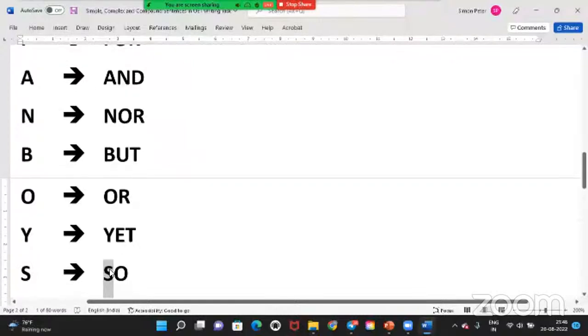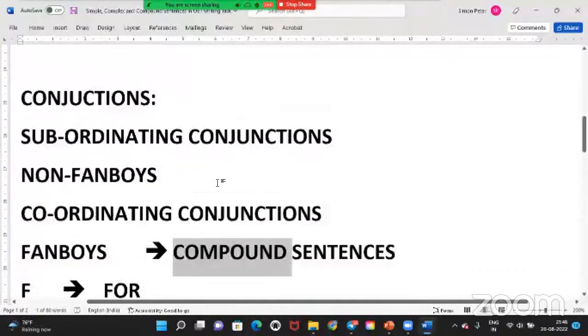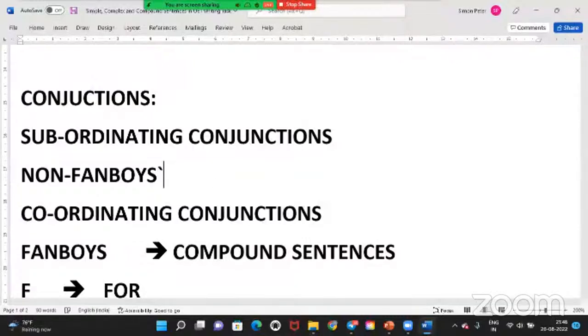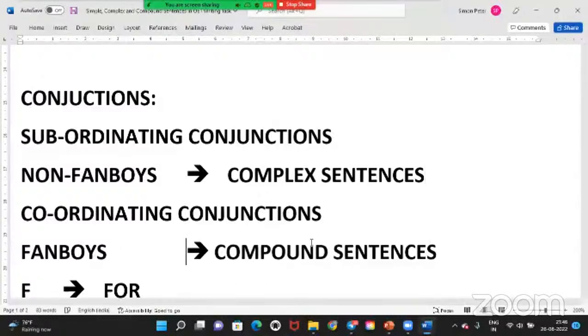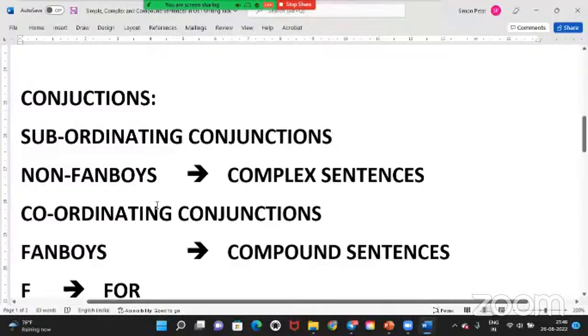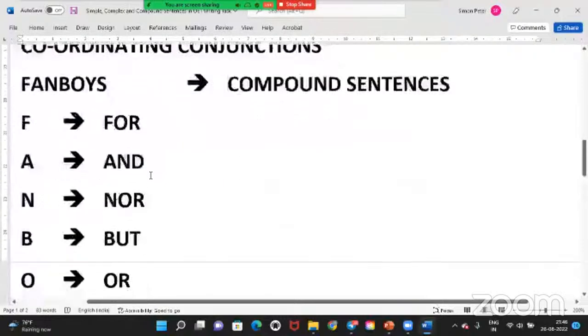So, if you use these 7 words, it becomes a compound sentence. Otherwise, all the other words, when you use them, then it will be a complex sentence. Right. So remember these words, that's enough. So when you join 2 sentences using these conjunctions, FANBOYS, it will be a compound sentence. So like that.